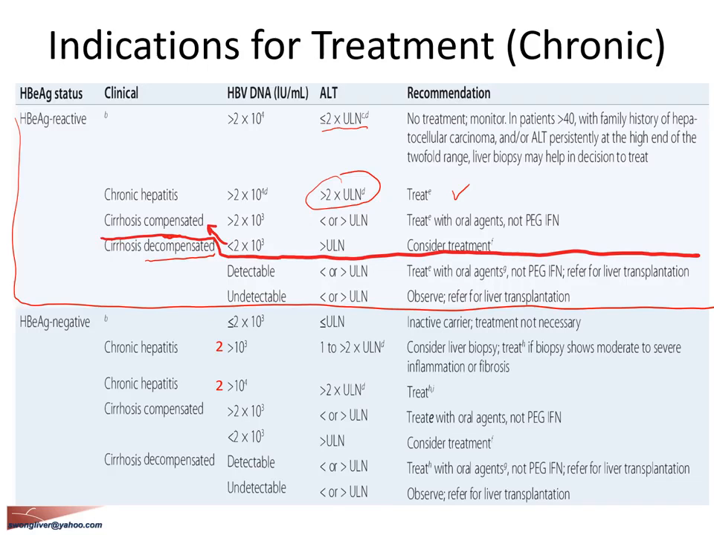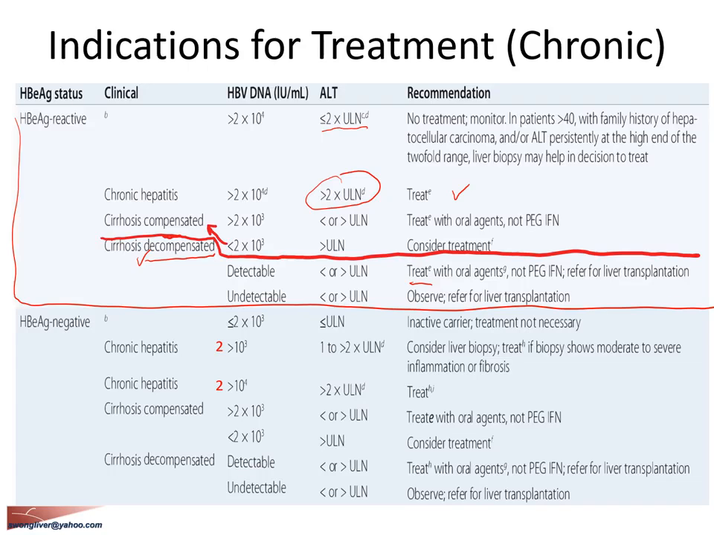For example, decompensated liver cirrhosis. If you have detectable DNA, regardless of the level, even if you have very low level DNA, and regardless of your ALT levels, you have to treat because the patients are decompensated. They have very poor liver function. And this is different from patients with compensated liver cirrhosis.